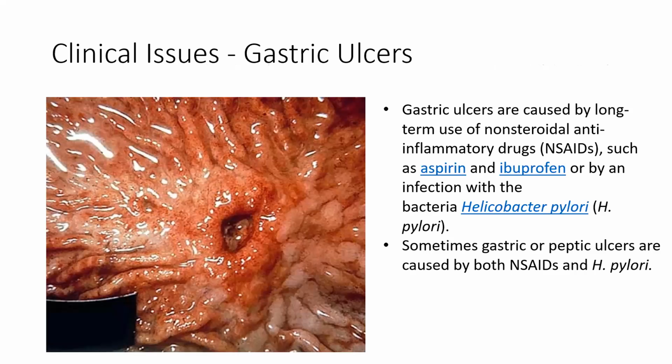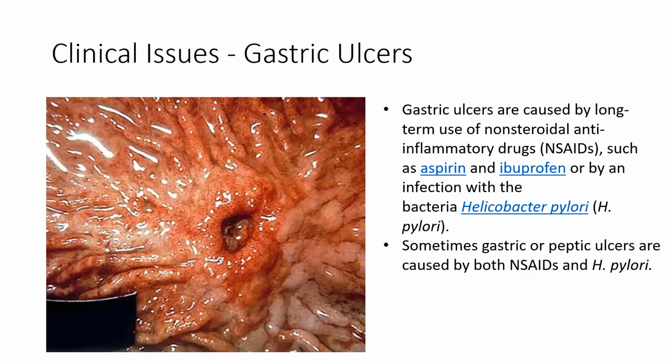So, problem. What if we don't have enough mucus on the wall of the stomach? We can develop an ulcer. Gastric ulcers develop in here. Gastric ulcers are not caused by stress. Gastric ulcers are caused by a bacteria called Helicobacter pylori.